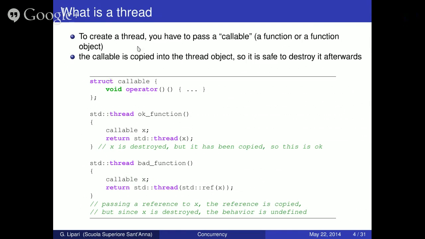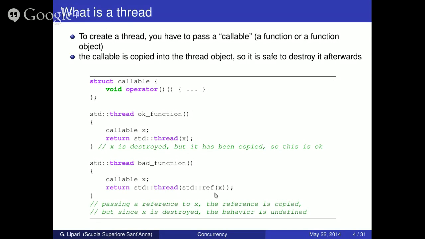To create a thread, you have to pass anything that can be called, what is called a callable, for example a function object, and then you can do something like this. You create an object x, and then you return like this. And this is perfectly legal even if x is destroyed, because by invoking this constructor, x is copied into the internal implementation of the thread. So even if x is destroyed, it doesn't matter, because at the point in which this constructor is called, the object x has been copied.